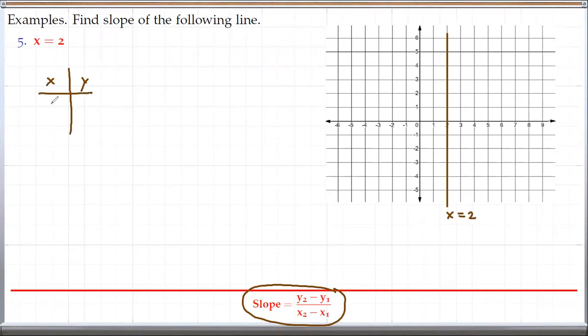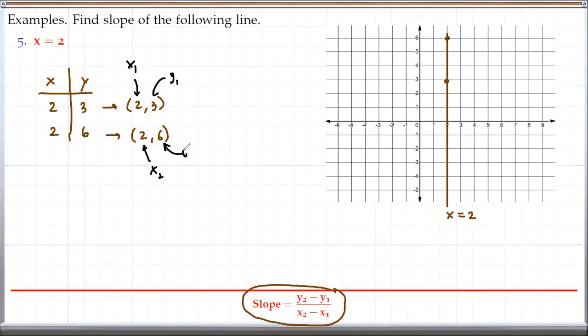So it's a vertical line. So x is always 2 in this case. And the y value can be anything, like 3 and 6. So you can put down any number for the y values. So (2, 3), the first point, is right here, and (2, 6), the second point, is over here. We can call the first pair x1, y1, and call the second pair x2, y2. Now we are ready to apply the formula since we have x1, y1, x2, y2.